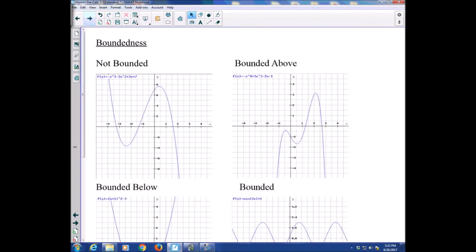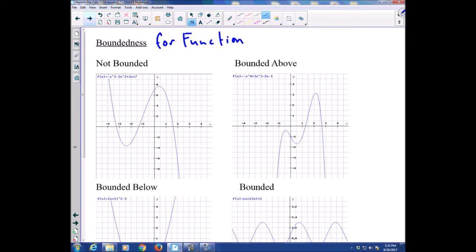Okay, so let's talk about boundedness. Boundedness for functions is really talking about constraints on function values, right? Basically we're saying function values are not going to do something. If we say that a function is not bounded, though, we're saying there are no constraints. And what that basically means is function values can go up to positive infinity and down to negative infinity.